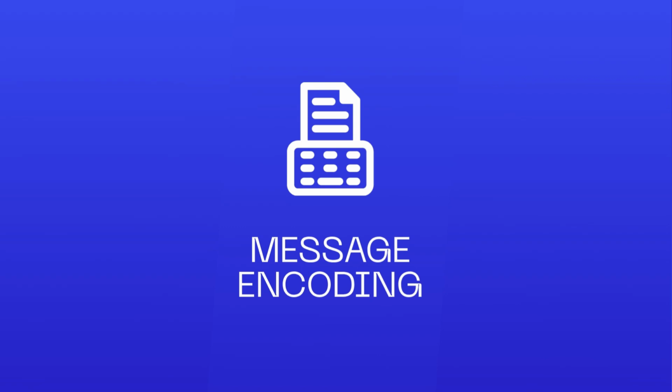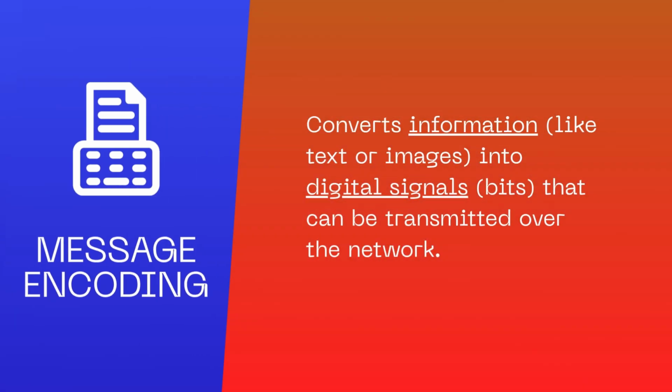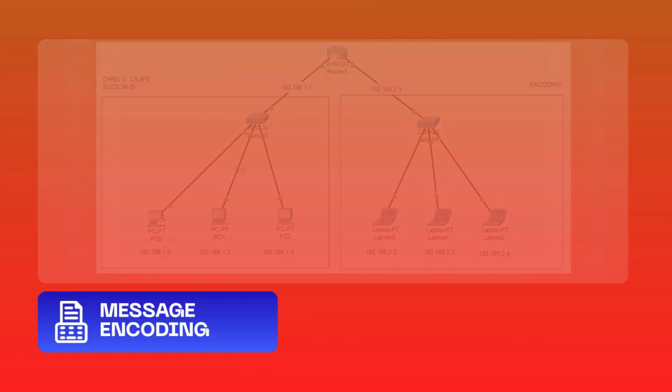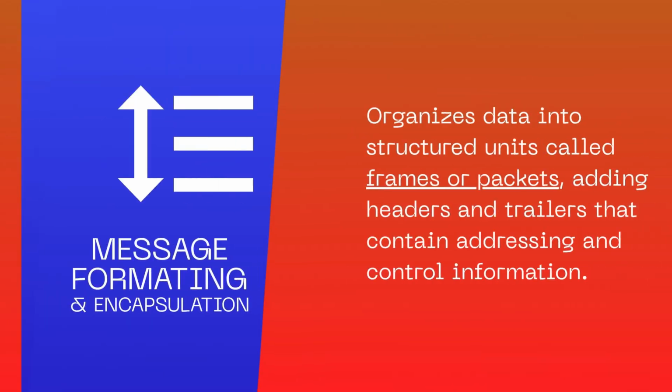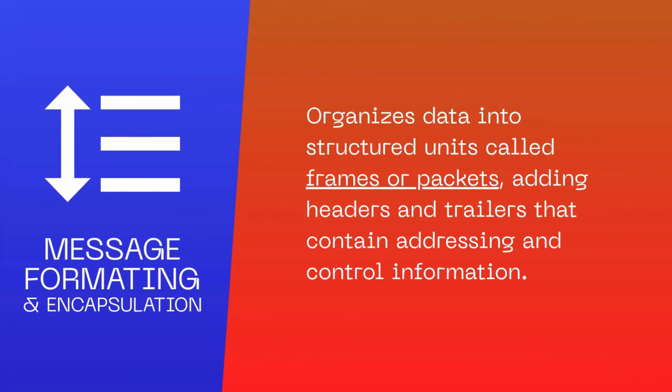First, there's message encoding. This is how data is converted into signals that can travel through cables or wirelessly. In Packet Tracer, you can see this. When a PC sends a message, it turns digital data into electrical, light, or radio signals depending on the medium used. Next is message formatting and encapsulation.